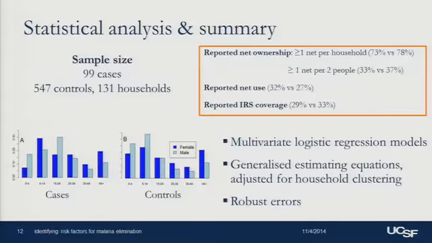Reported net ownership was about 73% in the population, but having more than or equal to 1 net per 2 people was much lower, about 33% in cases and 37% in controls. Reported net use was also low, about 30% of the population, as was IRS coverage. We used multivariate logistic regression models with generalized estimating equations to adjust for household clustering and robust standard errors.